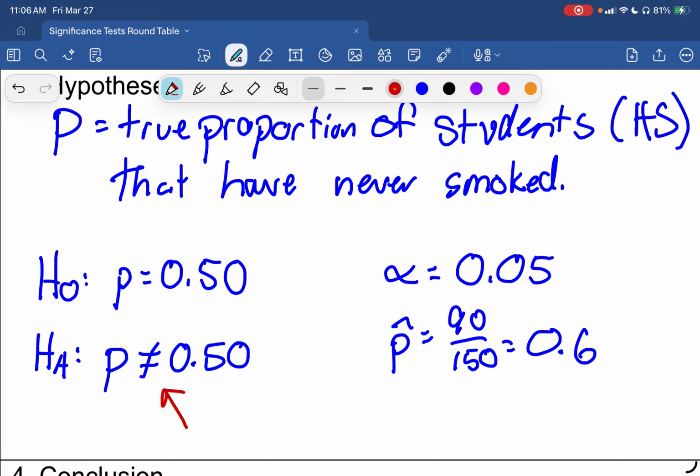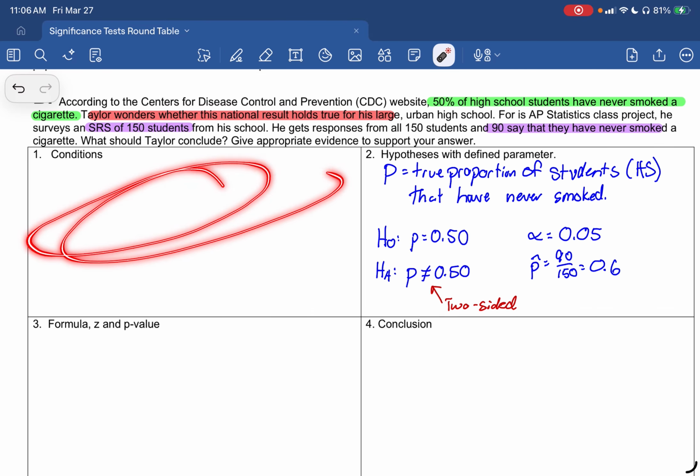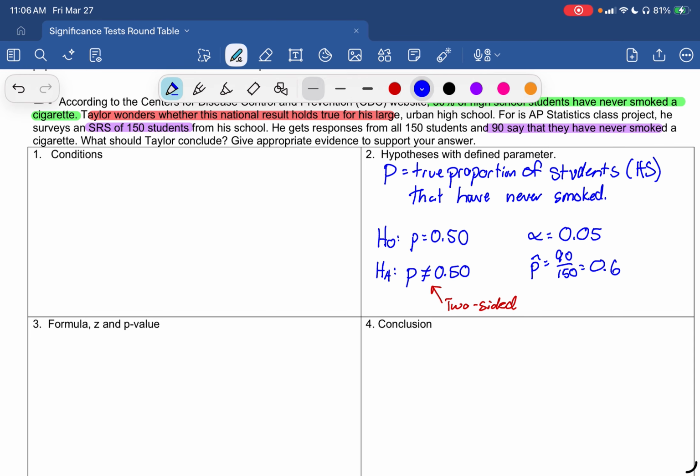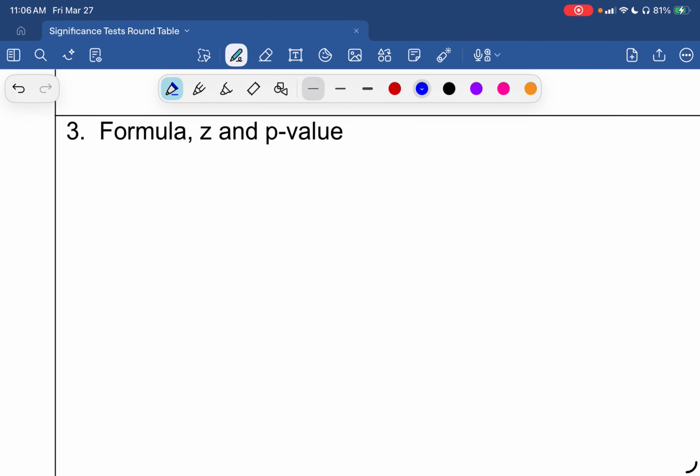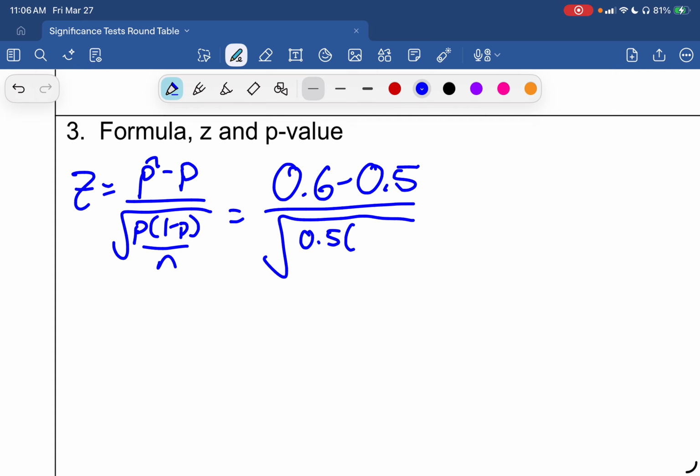So we do have some evidence. Note when we have this not equal to, we're going to see a two-sided test here. I'm going to leave it up to you to do these conditions. Because it's still a one sample, it's still Z equals p hat minus p over the square root of p times 1 minus p over n. And we still have 0.6 minus our assumed null value, over the square root of 0.5 times 0.5 over 150.